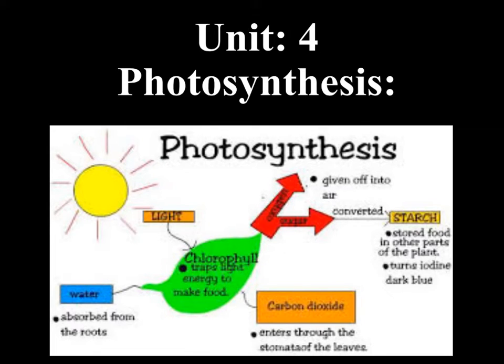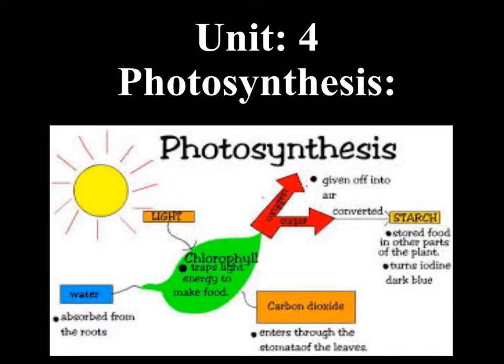This video series will cover photosynthesis. Now, simply summarized, for photosynthesis, the leaves of the plant have chloroplasts that are filled with chlorophyll. The chlorophyll captures the energy from sunlight. Water will enter through the roots. CO2 will enter through the stomate openings on the underside of the leaves.